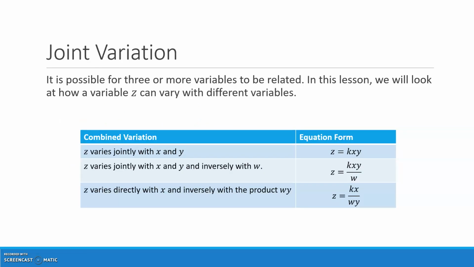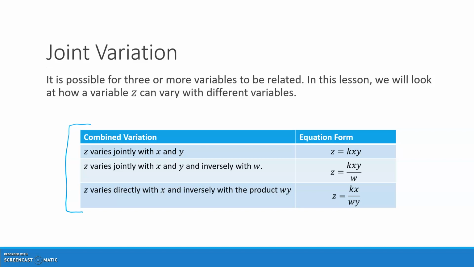So then there's some other types of variation, and one is joint variation. It's possible that we have 3 or more variables, not just x and y, but now we're going to throw z and even some w in there. We could have more than 2 variables being related. In this lesson, we're going to look at how a variable z can vary with different variables. So this table is very, very important to know.